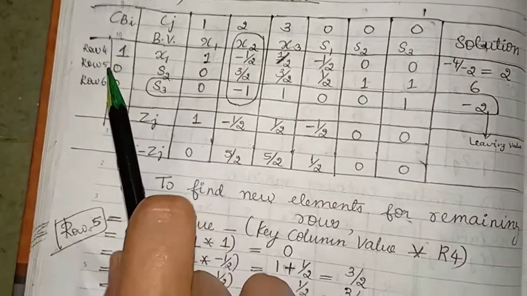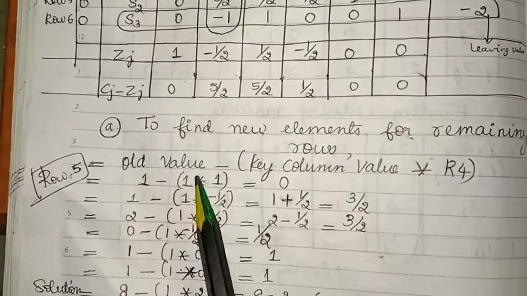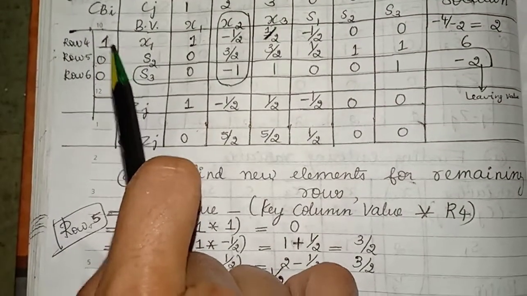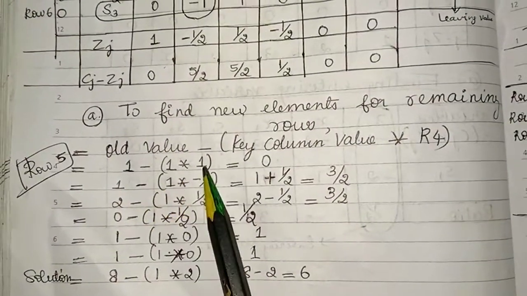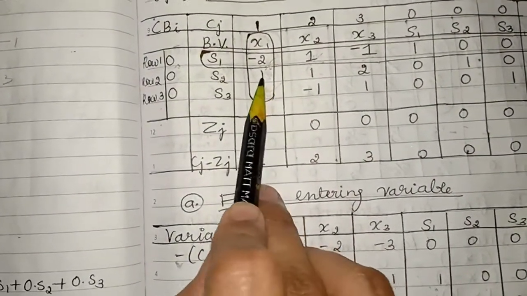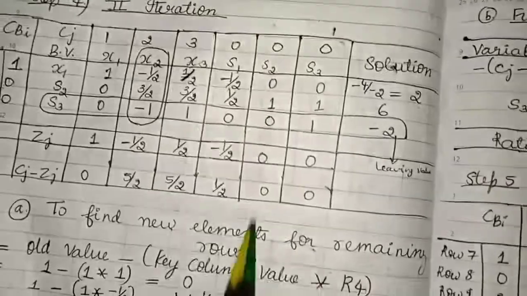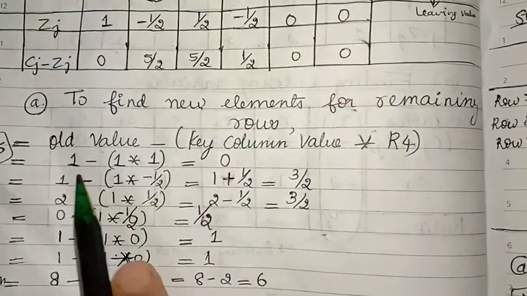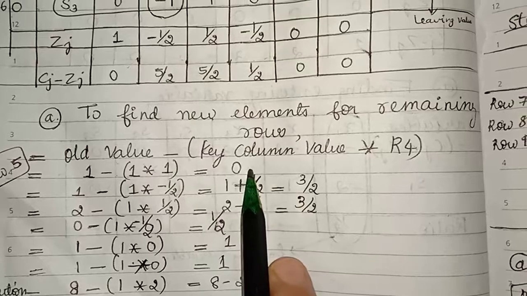If you can see here, if you want row 5, it is the old value minus key column value into R4, that is the new row. So you get 1 minus 1 into 1, that is, the old value was 1, the corresponding column value is 1 into the new row, that is R4. What is the new value of R4? That is 1. So 1 minus 1 into 1, you get 0.